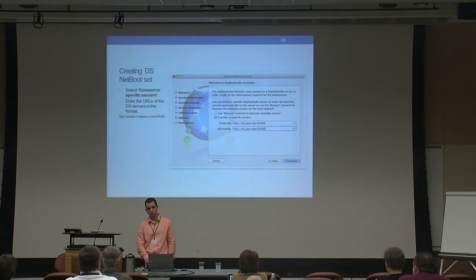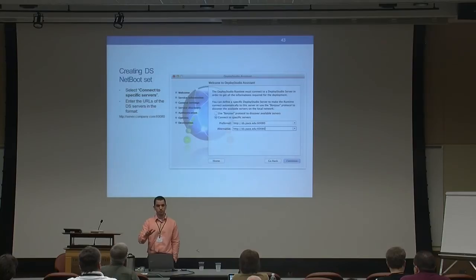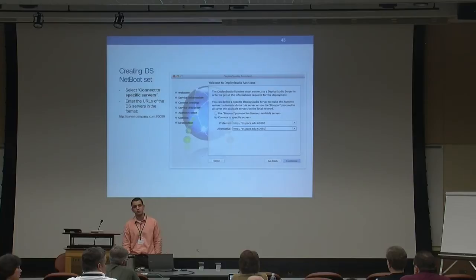But it is pulling it over AFP. You can't really change that. I know it looks like it's a web server, but it's not. I don't have the web service running on this Mac. The only service that I had running was the NetBoot service, and that's it. So the HTTP connection is for the DeployStudio runtime only. It still pulls the images from the AFP share.